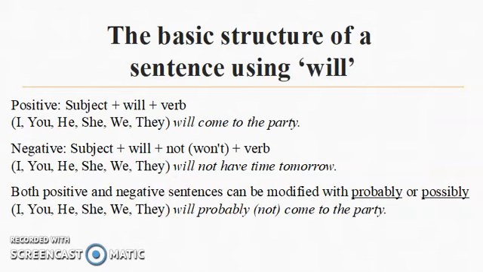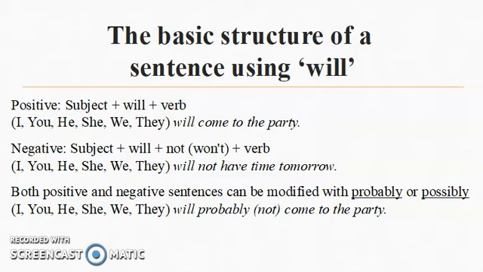The basic structures of the sentence using will are a little complicated, so let's go through them one at a time. If we just take a basic sentence which is positive, you would have a subject, I, you, or whatever, will plus the verb. So, for example, I will come to the party. Now we can say that as negative as well. Subject, will plus not or won't, and then the verb. You will not have time tomorrow.